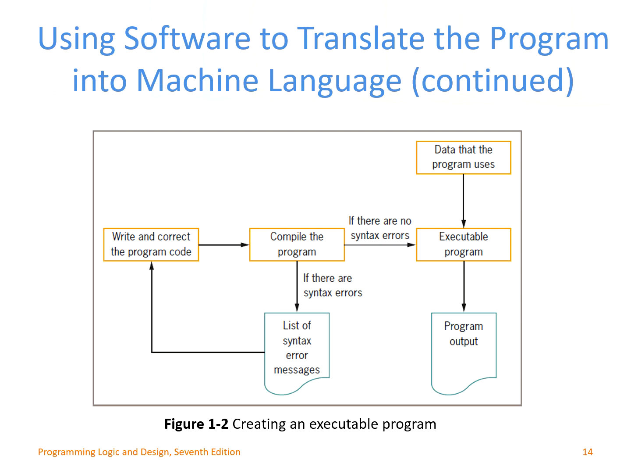In Figure 1-2, creating an executable program. We can see here the steps in making a program. First is to write and correct the program code, then compile the program. If the program has an error, list of syntax error message will be shown here. But if the program doesn't have syntax error, it will now proceed to the executable program. If the program is good, then it will create the program output.